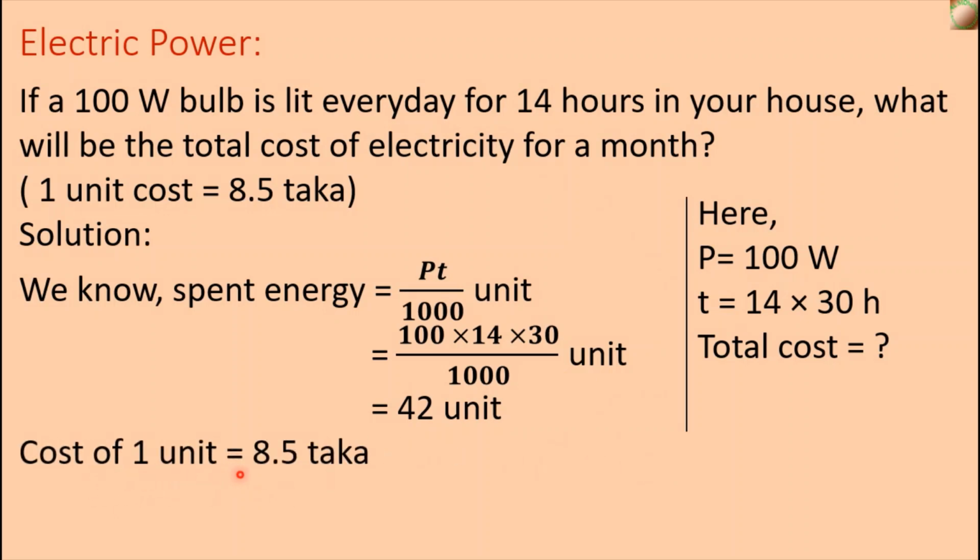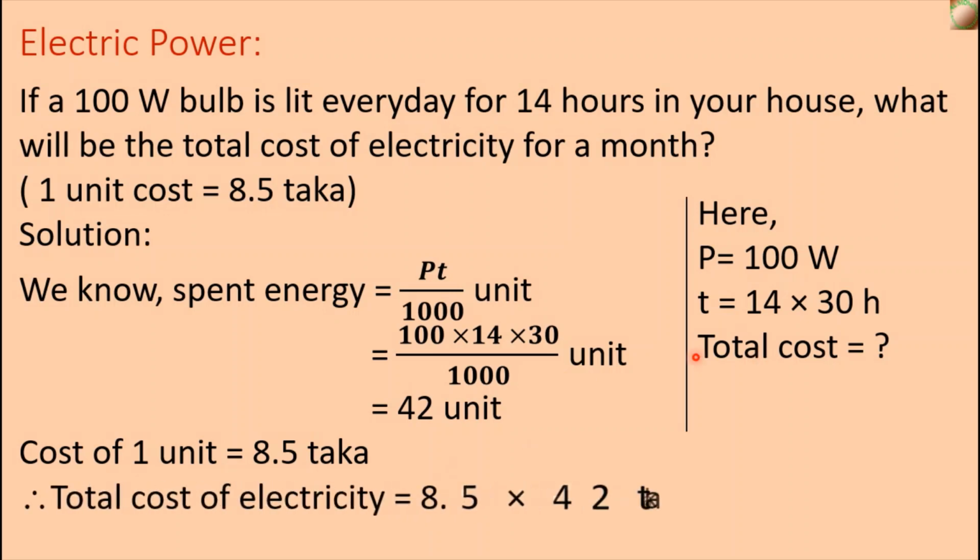Cost of 1 unit is equal to 8.5 taka. Therefore total cost of electricity is equal to 8.5 into 42 taka. That is, for 1 unit cost is 8.5 taka. Therefore here spent energy is 42 unit. Therefore total cost of electricity is 8.5 into 42 taka. This is equal to 357 taka.